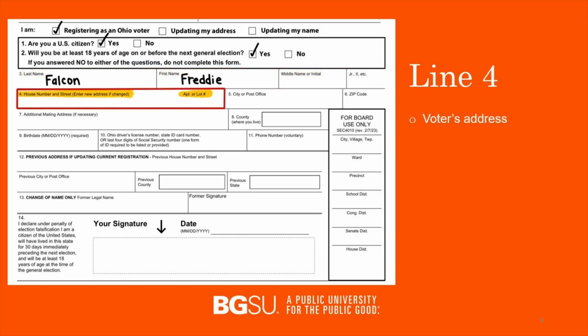Number 4 is the voter's street address, which is incredibly important in determining where election mail will be sent, as well as the voter's polling location for Election Day. Double-check this field to make sure that the voter has provided their full street address.